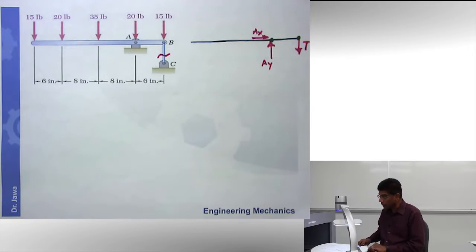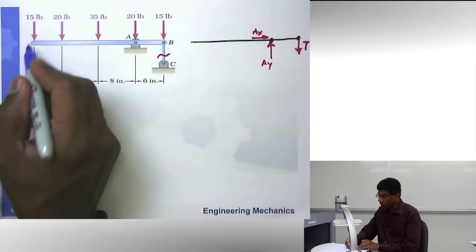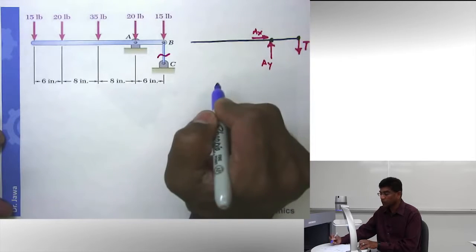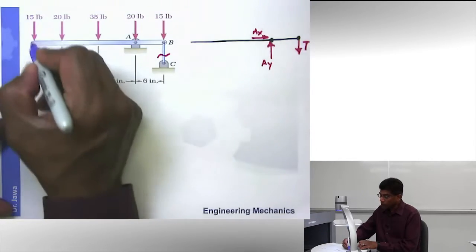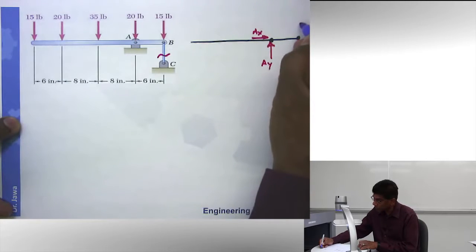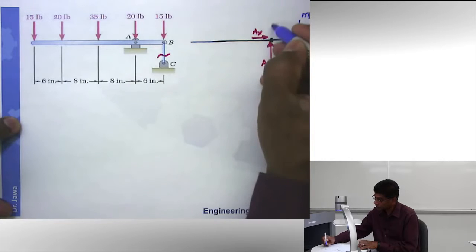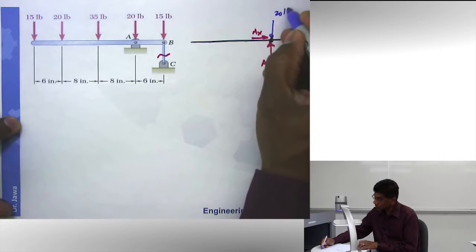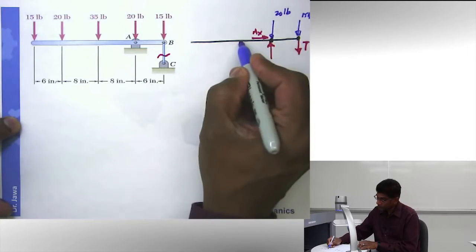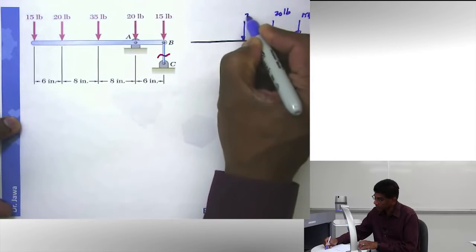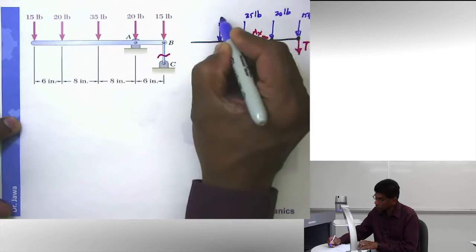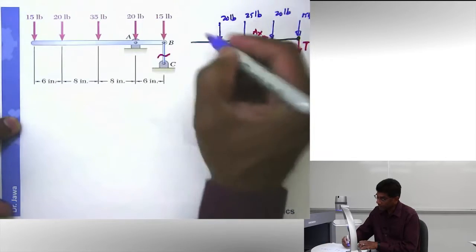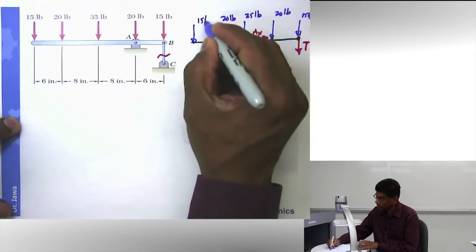We have shown the free body, and we have to now show all the forces. I have shown the support reactions, which are the forces. That's the first step. Then I want to show all the external loads that are shown here. So I'm going to start here. This is my 15-pound force. Here is my 20-pound force. Here is my 35-pound force. Then I have my 20-pound force. And then I have my 15-pound force.